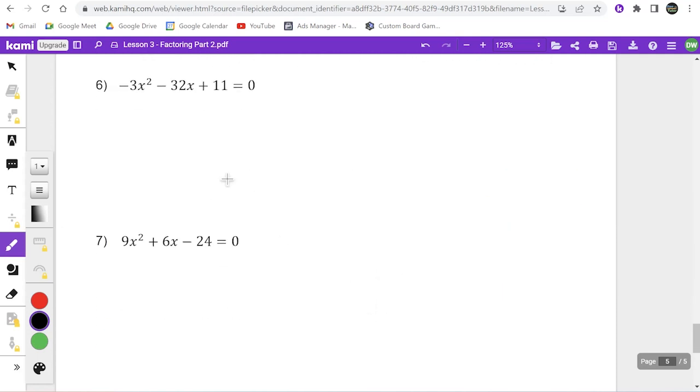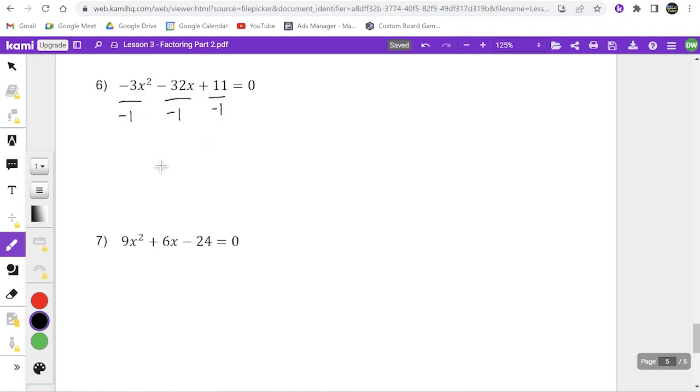Okay, number 6. The first thing I would ask myself, based on the last question, is: is there anything I can pull out to make this problem easier? Are all the numbers divisible by 3? The answer is no. So it looks like I can't pull out a 3, but I can pull out that negative sign by dividing everything by negative 1, and negative 1.